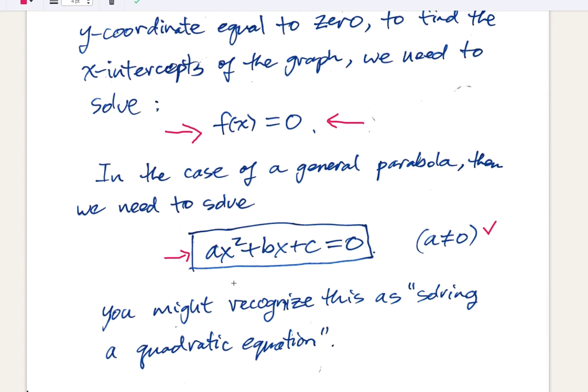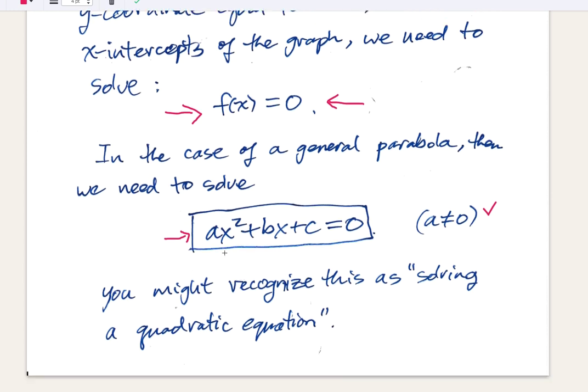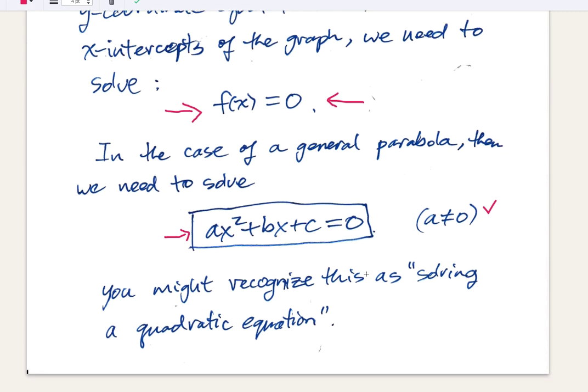Now, looking at this equation here, we might recognize this as solving a quadratic equation. In fact, this is what we would call a quadratic equation in standard form, where I've got the quadratic polynomial written in descending order and 0 on the other side of the equation, okay? So a quadratic set to 0. That would be what we would call standard form. So this is actually in standard form, okay?